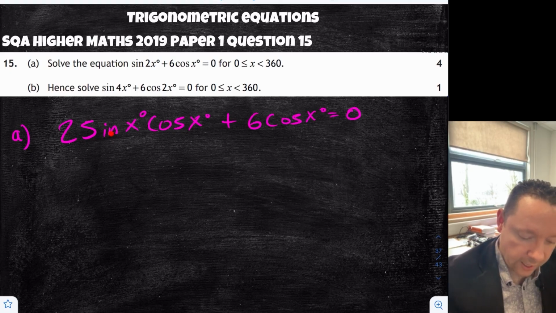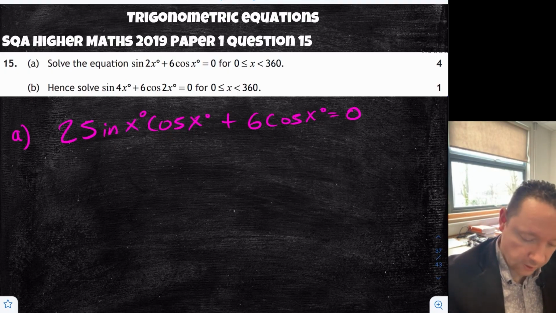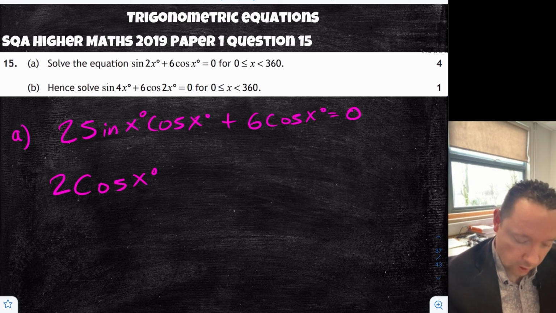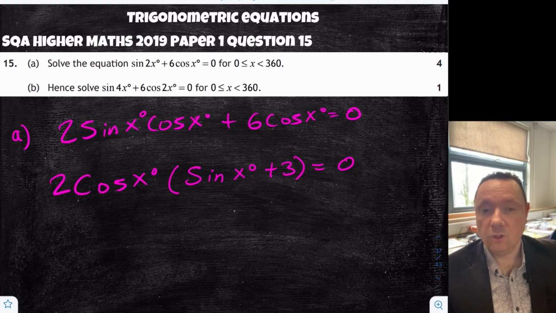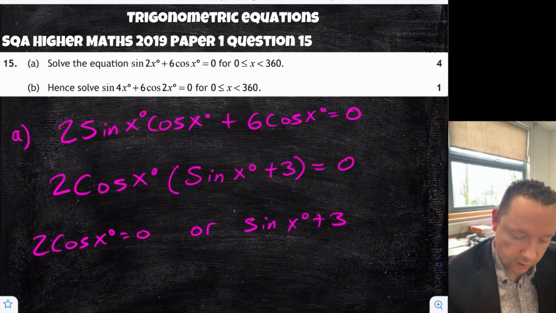So although we've got a sin and a cos, there is a common factor, so I can factorise. So the common factor is cos x, but it's also got a number attached. 2 is also a common factor, so 2 cos x goes outside. That gives me sin x in the bracket here. And 2 cos x times 3 is 6 cos x, so plus 3 equals 0. And then we've just got two equations to solve. We can say 2 cos x equals 0, or we can say sin x plus 3 equals 0.